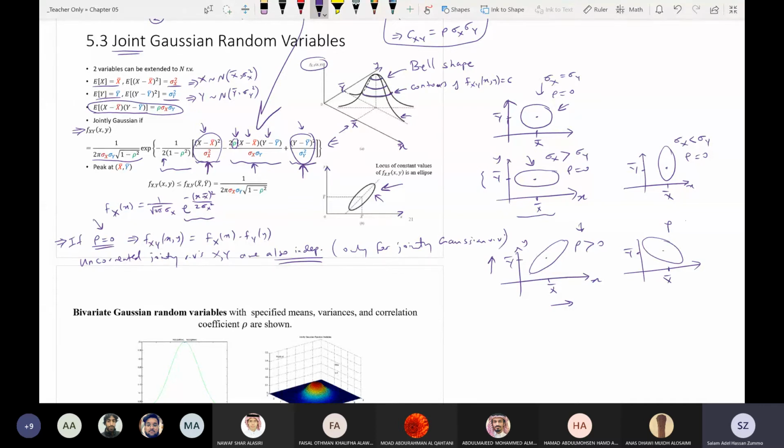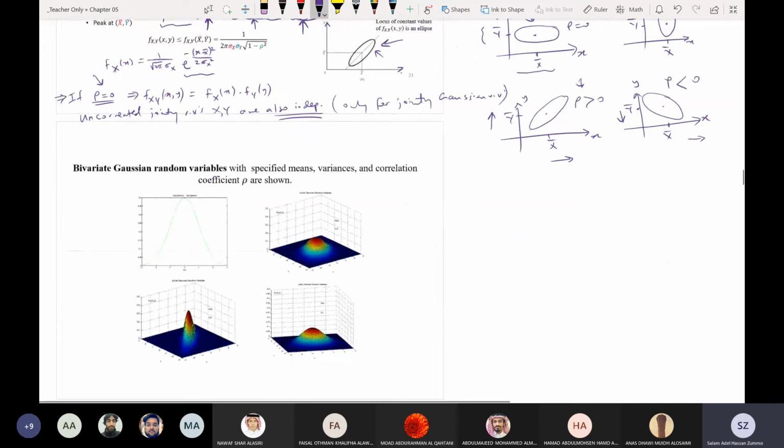Whereas the second one, rho is less than 0. Why? Because as x increases, what happens to y? Y decreases. Okay. So you need to understand, first, the variances of x and y, and the effect of rho on the contour.